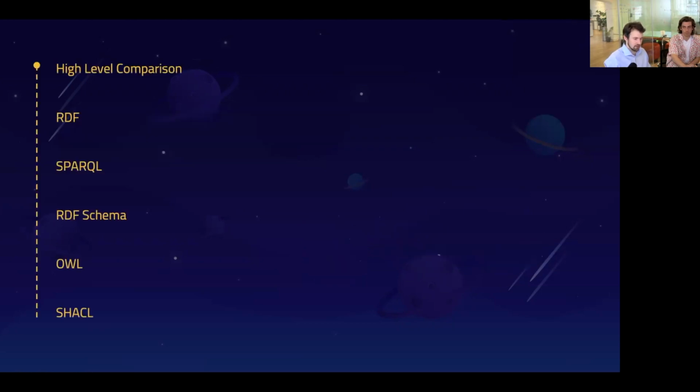So, the structure for this talk: we're going to start with a high-level comparison, and then we're going to look at a number of standards and how they compare to TypeDB. We're going to look at RDF, SPARQL, RDFS, OWL, and SHACL. Because of time, we're not going to go deep into each standard itself. We're going to touch the surface and try to share some of the philosophies that we have implemented within TypeDB, just to make sure that you understand how those compare at a high level to those from the semantic web world.